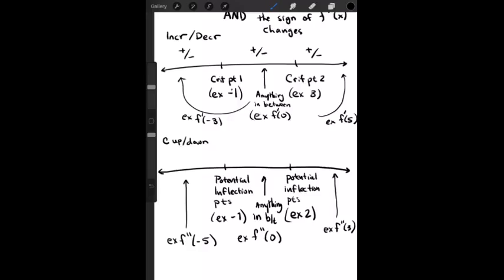And again, I'm going to have to look it up because I never remember which is positive and which is negative. Positive means up. So if we got a positive number here, it's concave up. If we get a negative number there, it's concave down.